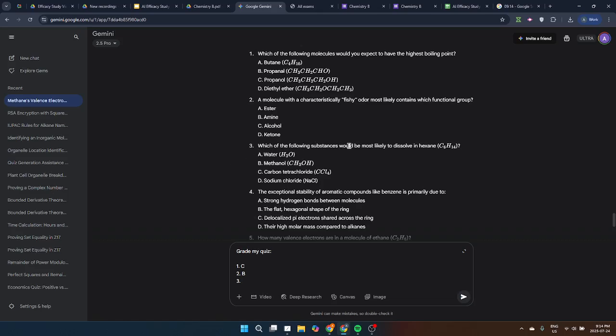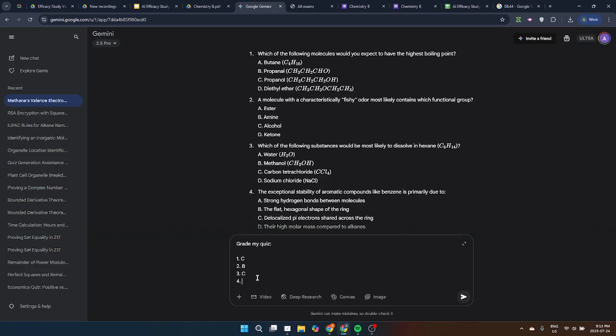So the following substances would be most likely to dissolve in hexane. Hexane, okay. So water's polar, hexane's non-polar, so it's not going to be that. Methanol is polar and hexane's non-polar. Carbon tetrachloride is non-polar. And sodium chloride. Okay, yeah. We're just going to put C.